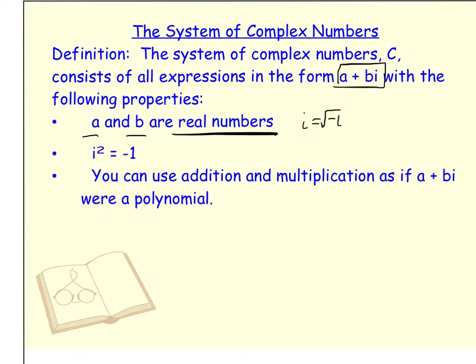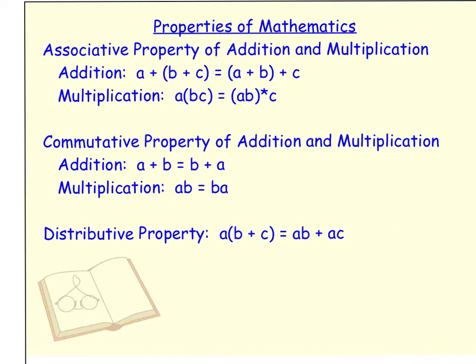Now the nice thing is you can use addition and multiplication as if a + bi were a polynomial. And we'll see why, and we'll see some of the properties that apply in math to this, so that you can see that how you work with these really is a lot like how you work with real numbers. Okay, so to do this we want to talk about properties of mathematics.